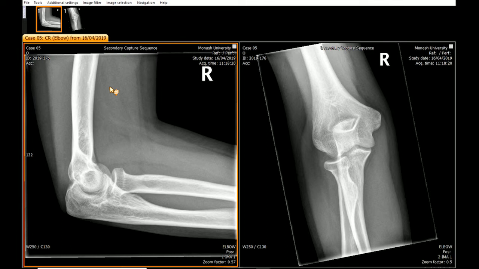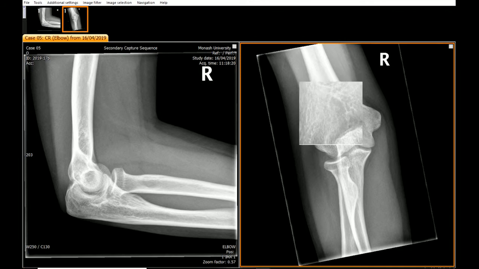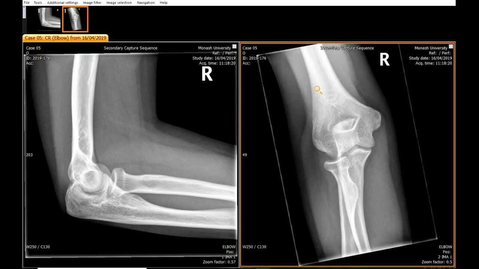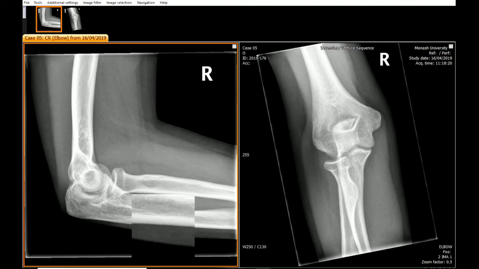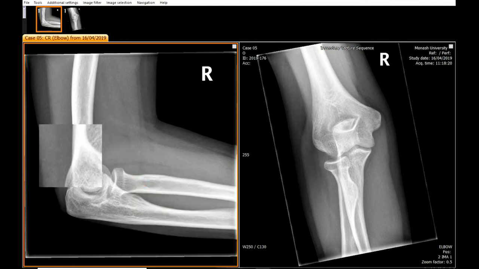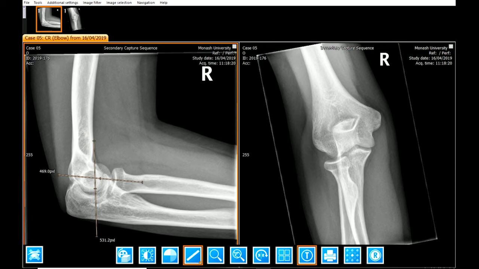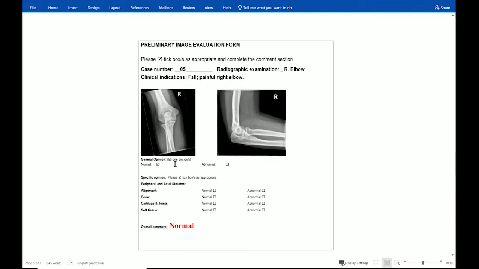Case 5 is a patient who fell and now has a painful right elbow. So when we review the case, it doesn't appear that there's any fractures on the AP view. And similarly, if you look at the lateral view as well, there's no fractures, there's no elevated fat pads, and then if we check if there's any dislocations or subluxations, this is all normal. So this is a normal case. So for the normal case, you only need to tick the general opinion normal box and then write a comment similar to saying that it's normal.